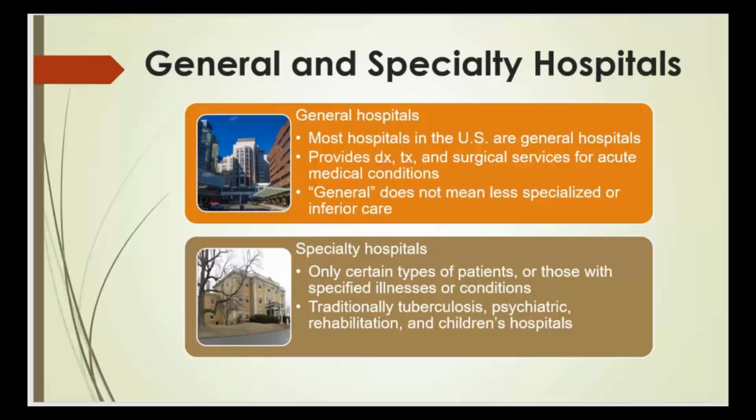Now for the next slide. Here we're talking about general and specialty hospitals. A general hospital includes most hospitals in the U.S. They provide treatment, drugs, and surgical services for acute medical conditions. General does not mean less specialized or inferior care. Keep that in mind. Specialty hospitals are exactly what the name means: only certain types of patients or those with specified illnesses or conditions. So traditionally, we're looking at tuberculosis, psychiatric, rehabilitation, and children's hospitals.